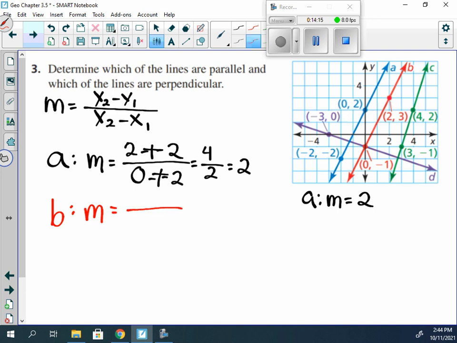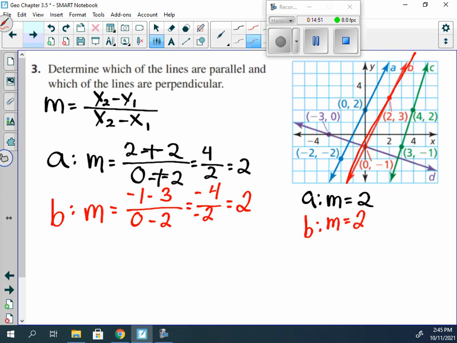So if we look at line B, the 2 points on line B are 2, 3, and 0, negative 1. So we can pick, say, negative 1 minus 3 on top, and the x values, 0 minus 2. Now negative 1 minus 3 would be negative 4 over negative 2, which is 2. So the slope of line B is 2, so we can say A is parallel to B because they have the exact same slope.